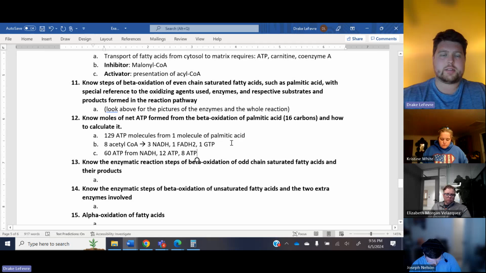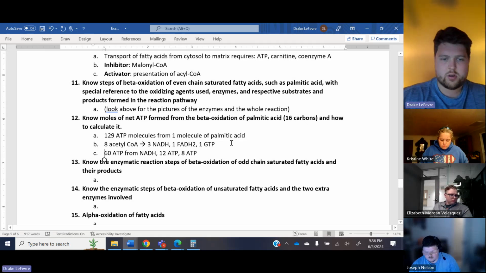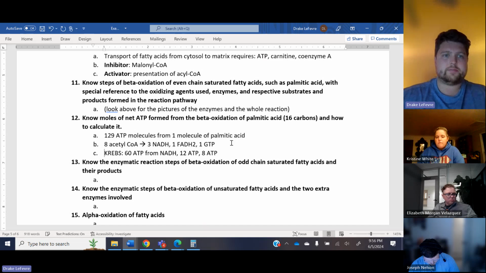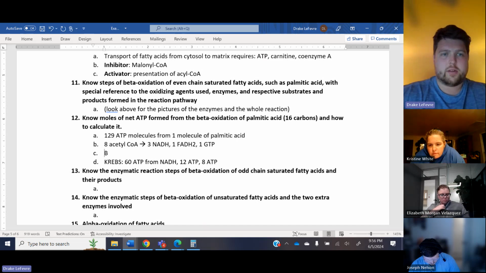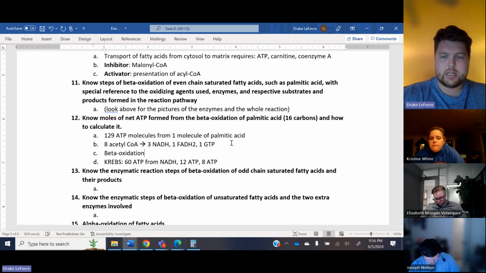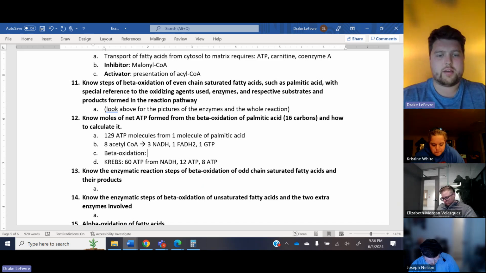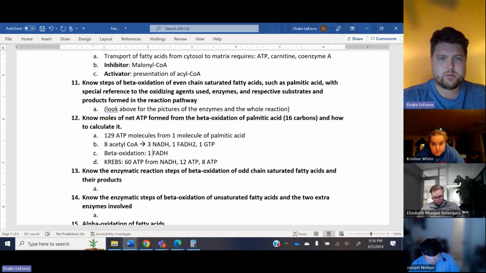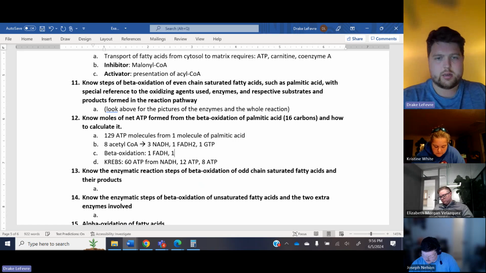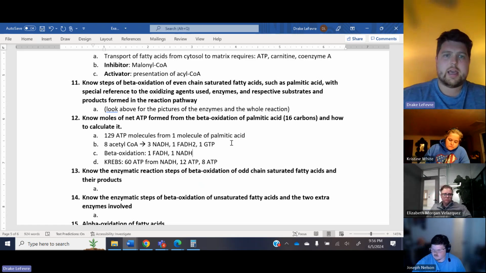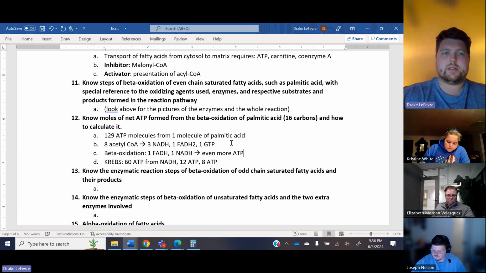during each of these processes, Krebs cycle, and then from the actual beta oxidation, we also form an FADH2 and an NADH, and that gives us even more ATP to equal eventually to the 129.